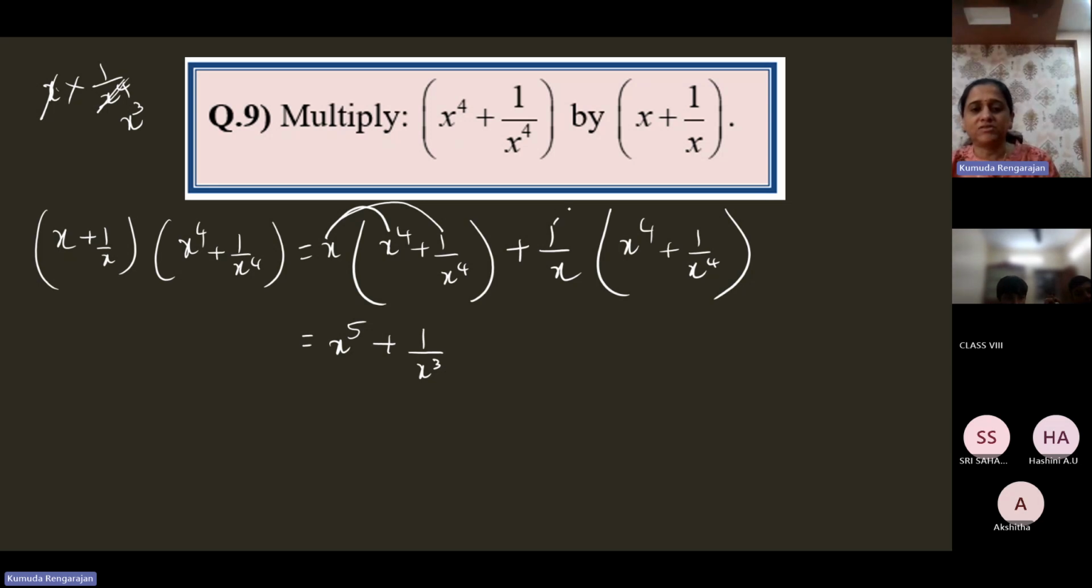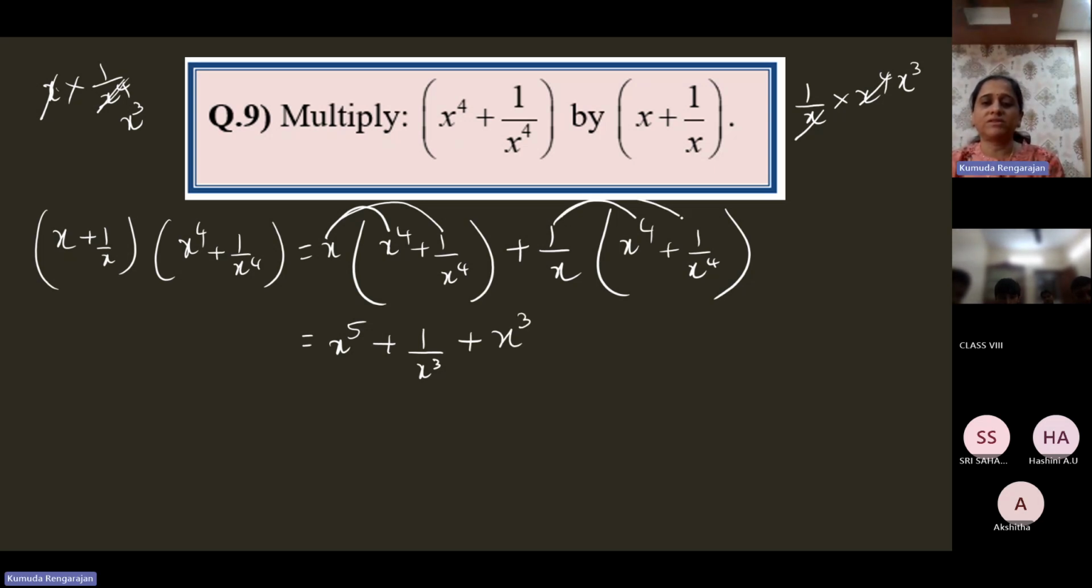Now you'll have to multiply these two. When you multiply 1 by x power 4, you can cancel, and there are 4 x's here. One gets cancelled. One gets cancelled. So x power 3. It's the law of exponents. Based on same division, subtract the powers. So it will be plus x power 3.